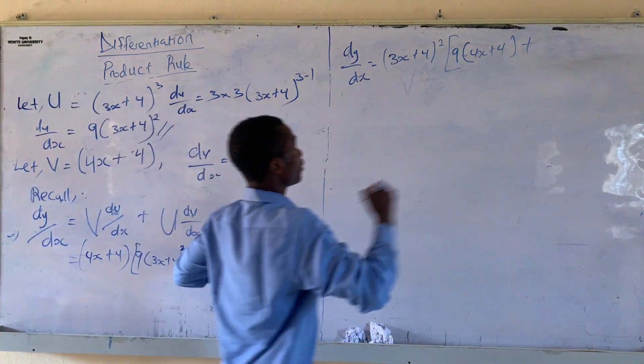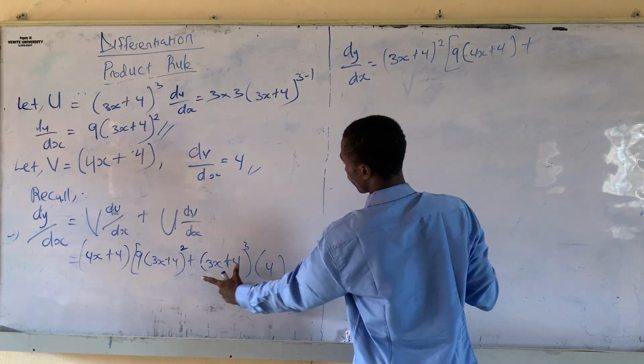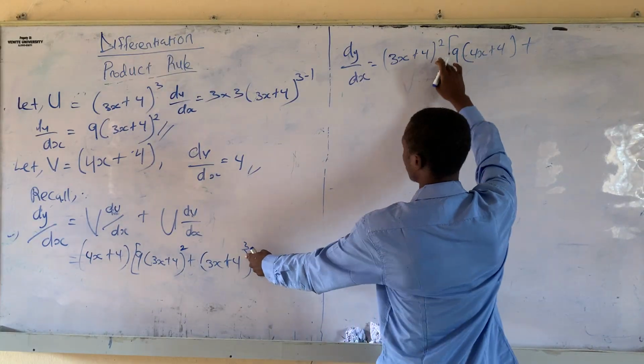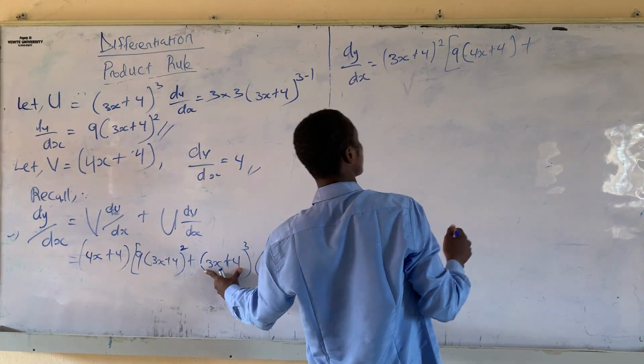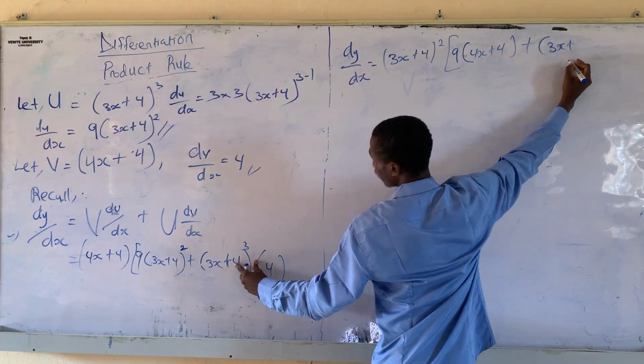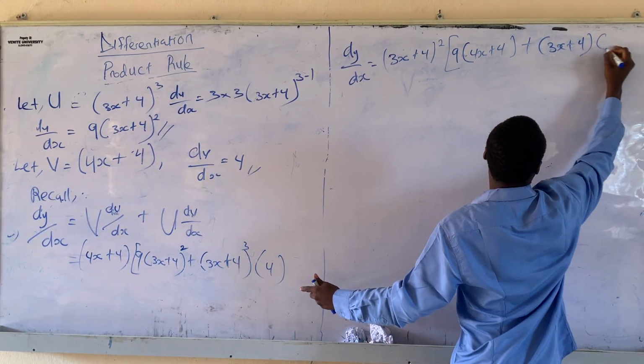Then this becomes what? This will cancel this, but it will remain 1 here because we have 3x plus 4 to the power 3 and 3x plus 4 to the power 2. If this divides this, then it will remain 1. So this becomes 3x plus 4, then bracket 4.